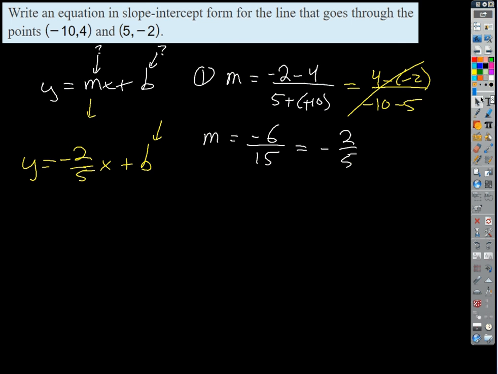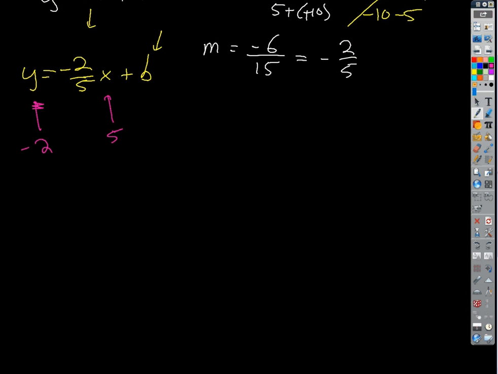Okay, so if we plug in, which point? It doesn't matter, right? But that's just a little bit smaller numbers, so let's use that point. That's a point that's on my line, so it's a solution. So I know it has to work. So we'll throw in 5 for x, negative 2 for y, and we get what?